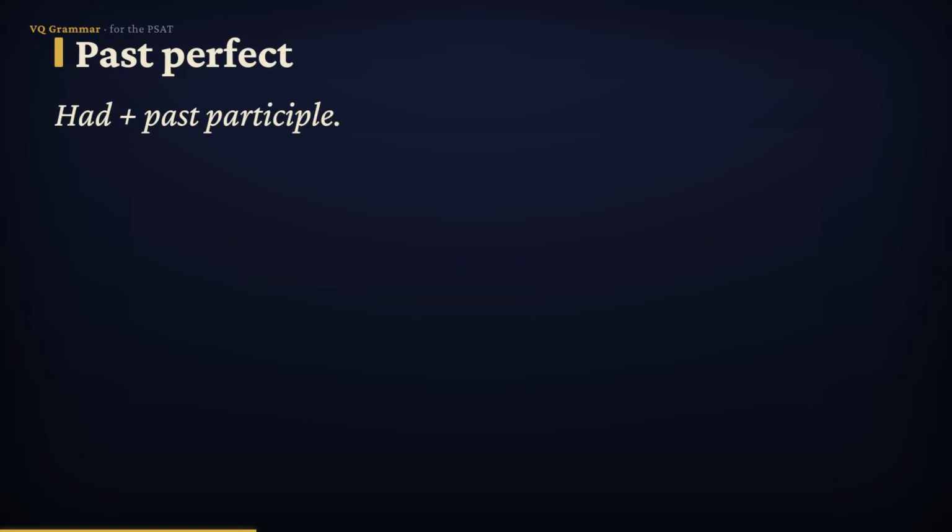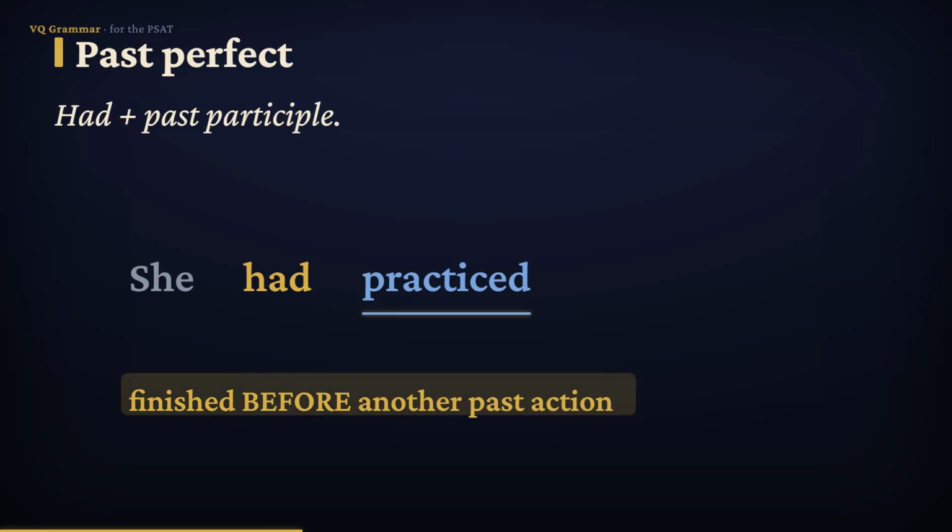Now the past perfect. Same idea, one helper. Had plus the past participle. She had practiced. It uses had with every subject, so it is simple to spot. And the meaning is the key. The past perfect names an action that was already finished before another past action happened. She had practiced for weeks before the recital. The practicing came first, then the recital. Past perfect is the earlier of two past events.